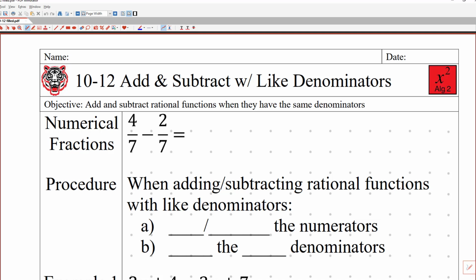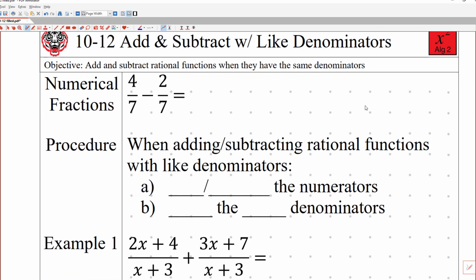This is Algebra 2, Lesson 10-12, add and subtract with like denominators. Today's date is Wednesday, May 6th, 5/6/2020. Our objective today is to add and subtract rational functions when they have the same denominators. And this is a very, very quick lesson, not too hard at all. That's why you're going to be doing the homework with the lesson today.